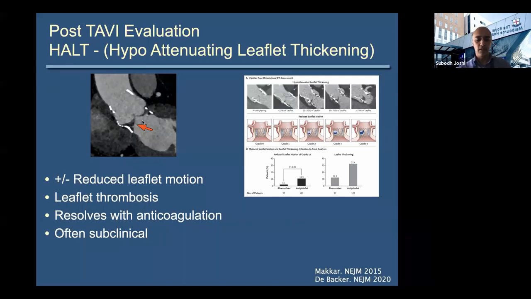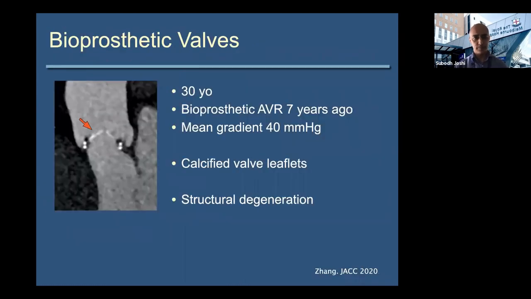There have been a couple of papers recently that you should know about that actually have suggested that, oh, maybe this just comes and goes and doesn't matter that much. And so I don't think it's worth actually routinely scanning patients post-TAVI for this. But if someone's got an elevated gradient after a bioprosthetic valve, it's worth looking for this, because it certainly can resolve with anticoagulation, in particular warfarin. NOACs don't seem to work all that well.